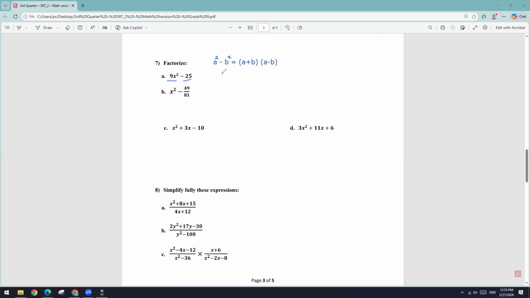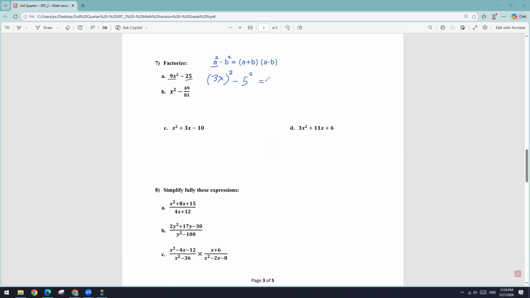Now let's apply the formula on the example that we have. 9x squared minus 25. Now 9x squared, if I need to write it in terms of a squared, what is it? It's (3x) to the power 2. Why is it like this? Because 3x times 3x is equal to 9x squared. Then put minus. Now that 25, we need to write it as b squared. Which number, if I multiply it by itself, gives 25? It is 5. So it's 5 squared.